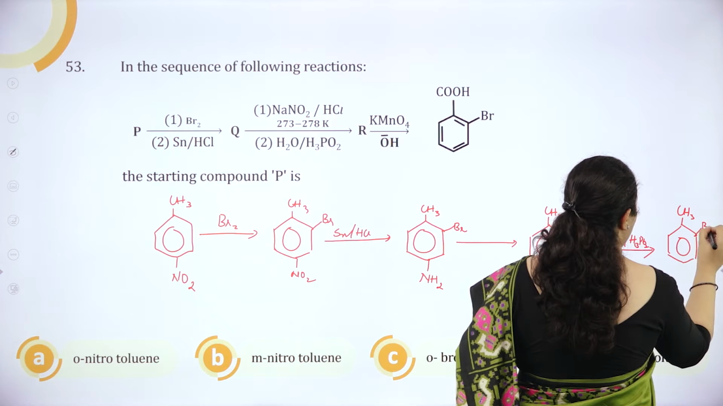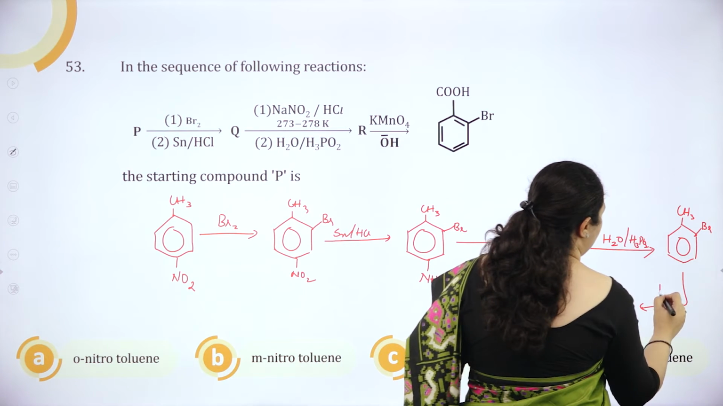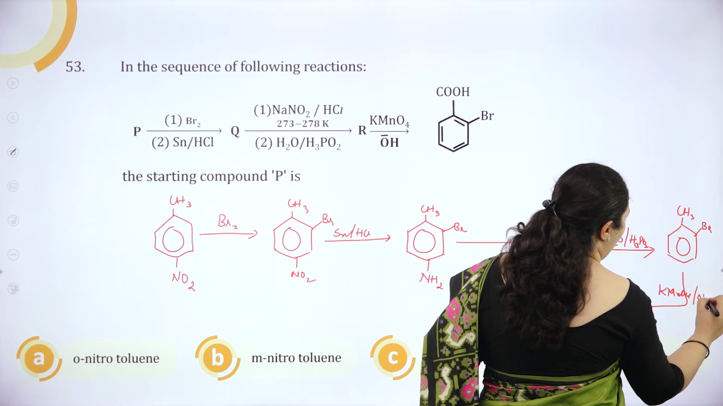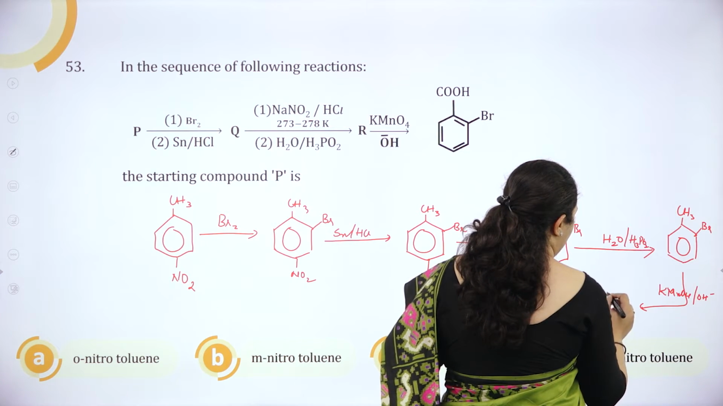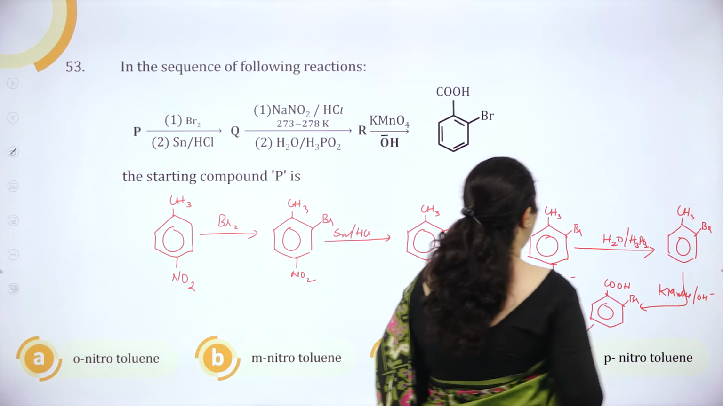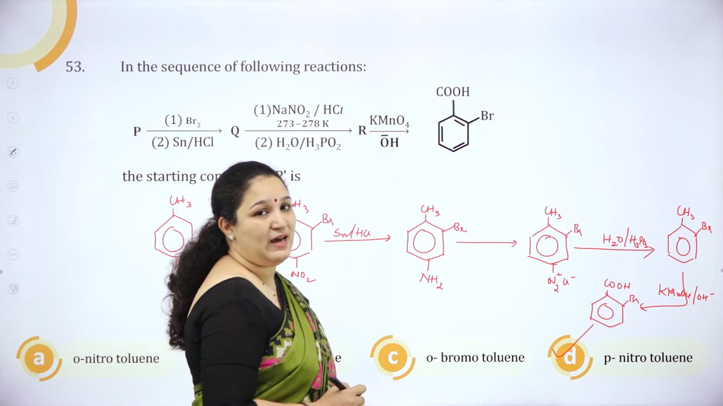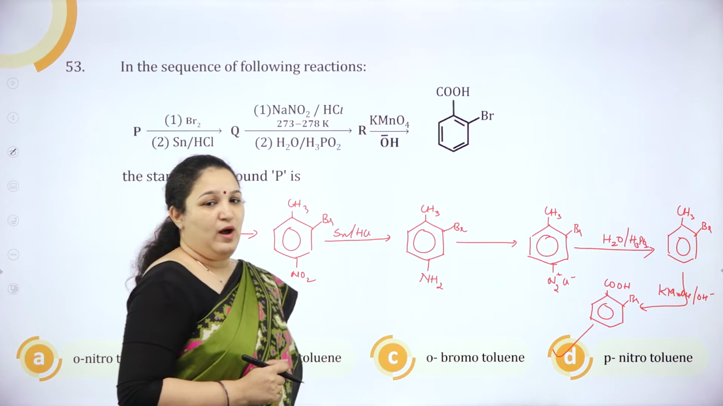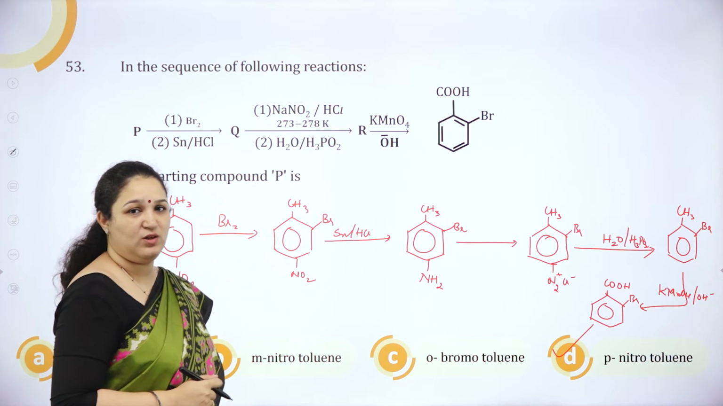CH3 and Br. Further, when it is treated with KMnO4 with OH minus, that is alkaline condition, the CH3 group can get converted to a COOH group, and bromine stays. So you are going to get the exact product. So the answer is para-nitrotoluene. I hope that you have understood this particular question.